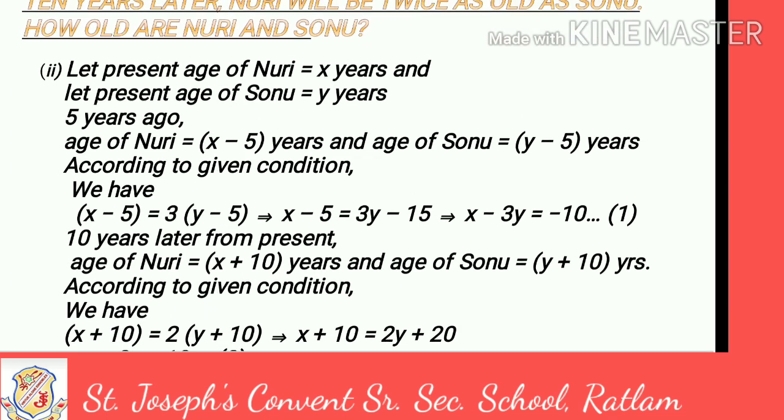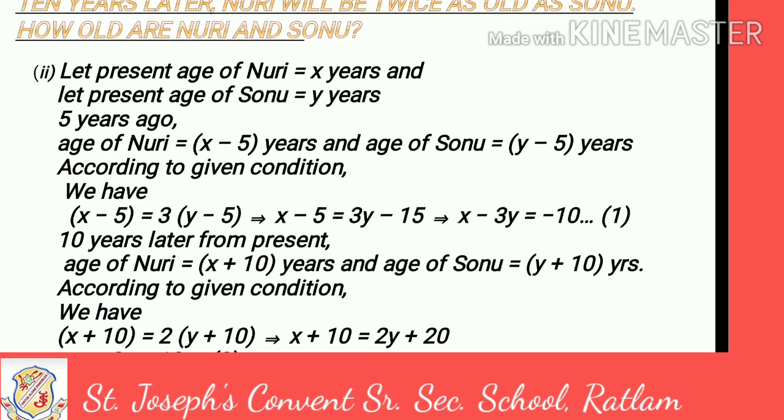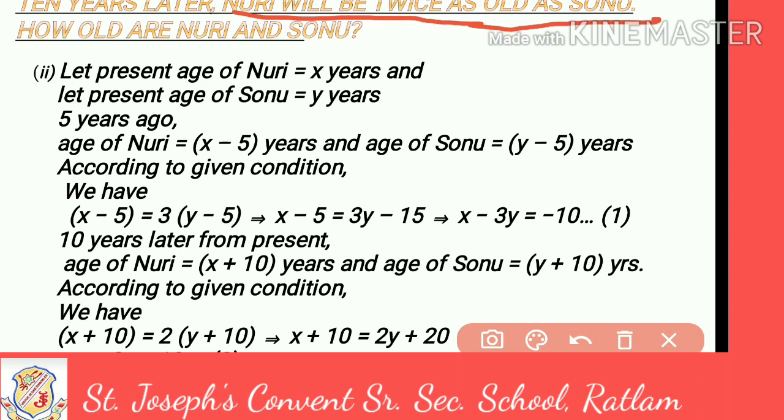Now in the second part they have said that, what is in the second part? Second part says that Noori will be twice as old as Sonu 10 years later. 10 years later from present, what will be the age of Noori? Means just simply add 10 to the present ages of the two people, that is Noori and Sonu. You will get their ages 10 years later. So age of Noori 10 years later will be x plus 10 years. Similarly, age of Sonu will be y plus 10 years.